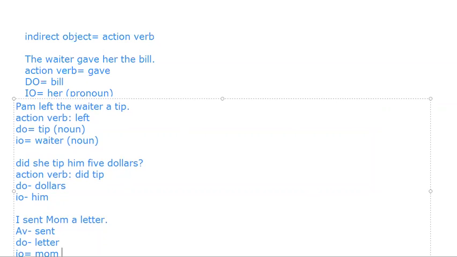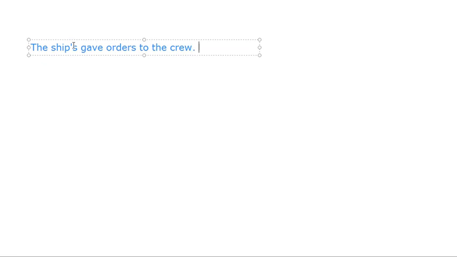Now, another thing that they show you here is how to avoid a prepositional phrase. The ship's captain gave orders to the crew. This one is a good sentence. Now, remember here, I forgot to mark the subject, which is the captain. Remember, it's not the ship's, because ship's is a possessive noun. It shows ownership, that the ship belongs to the captain. So please do not say that the ship is the subject. Anything with apostrophe s cannot be a subject. It just shows ownership.